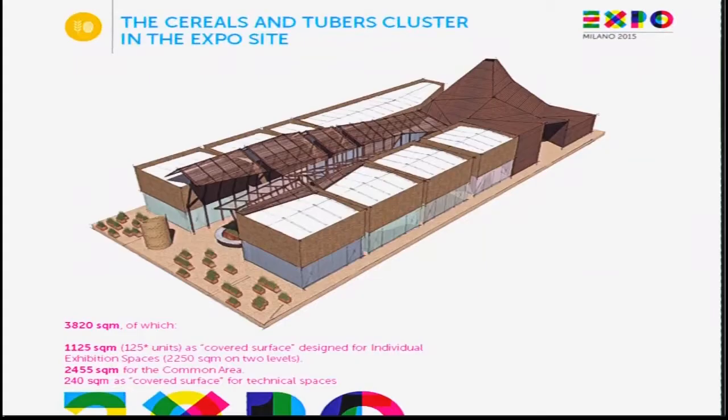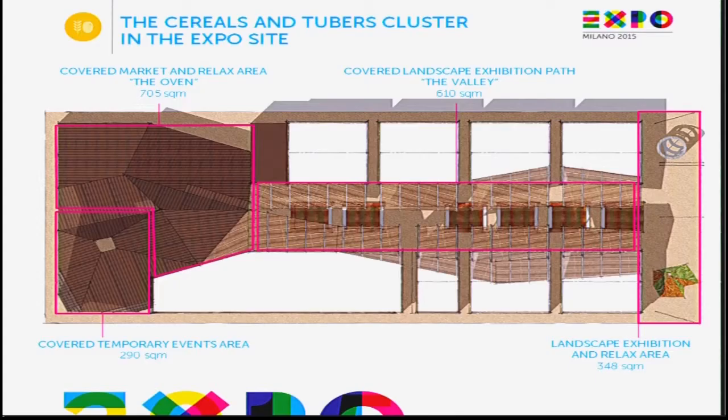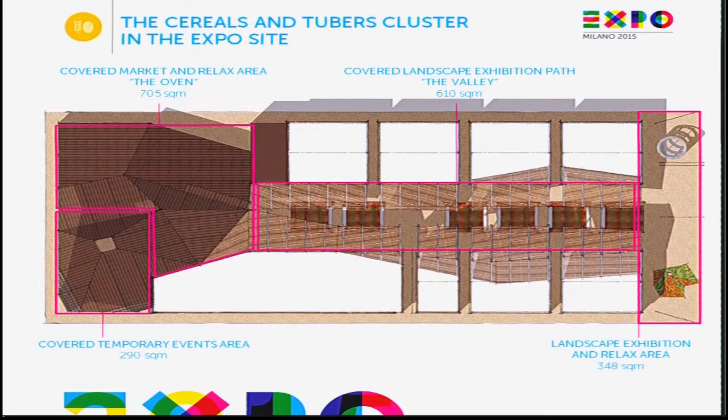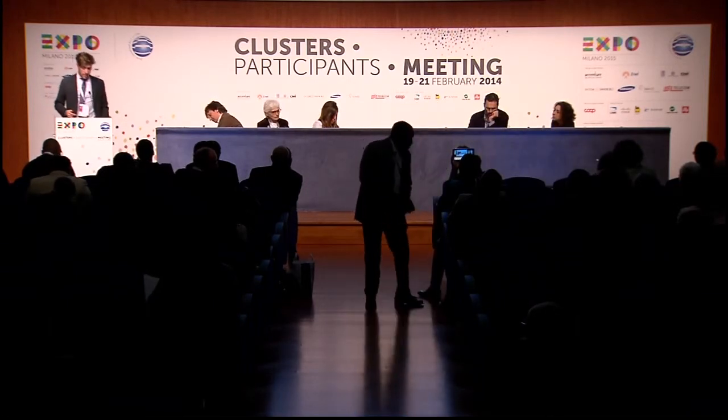This is an image of the cluster. It's about 3,820 square meters all the surface, and the common area is about 2,455 square meters. And then we can see a map in which we can see in front of the decumanos we have a landscape exhibition area. Then we have a path, a covered path by exhibition area with plants and all stuff that my colleague start describing in the presentation after me.